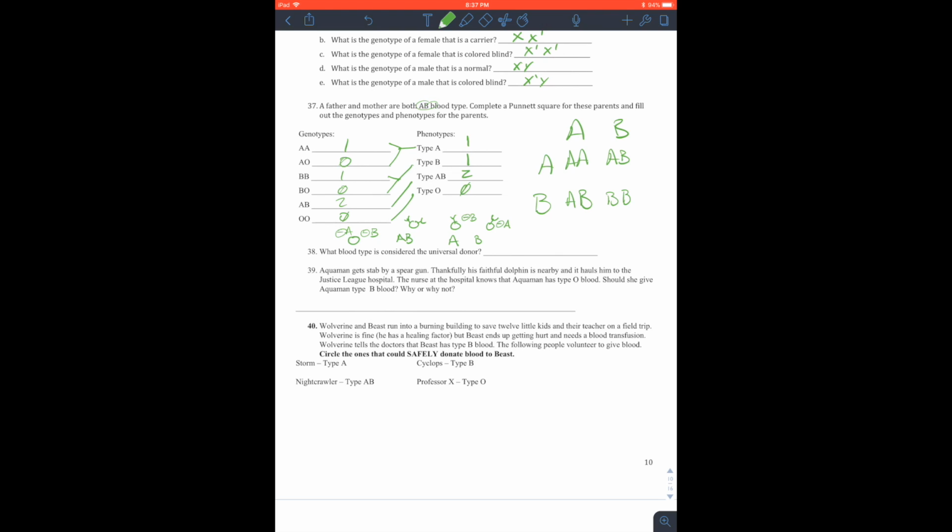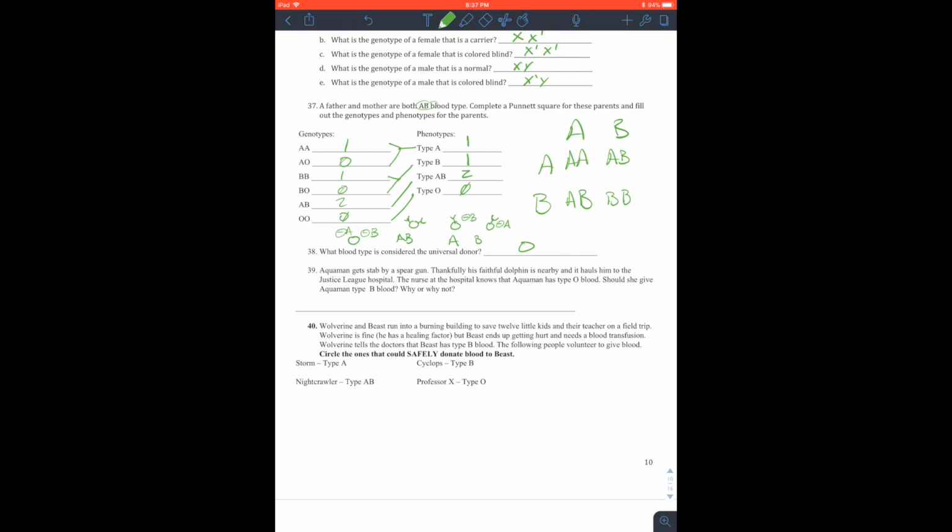So the universal donor in this case is going to be O, and the universal recipient is going to be AB, because O can donate to everything, but because of the antibodies, AB is going to be the universal recipient.